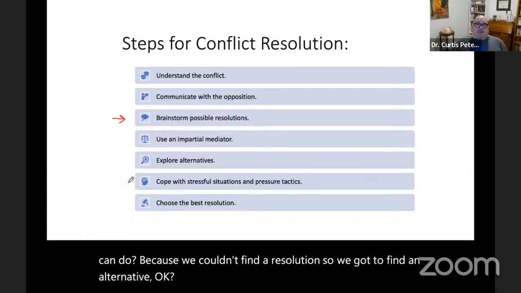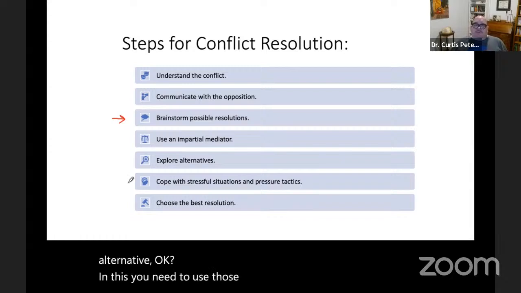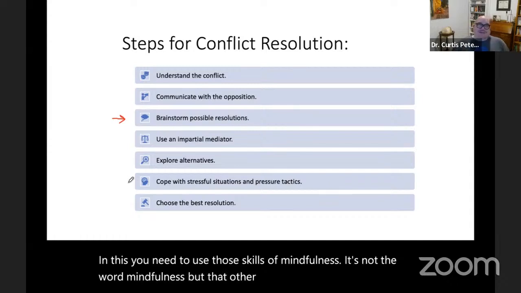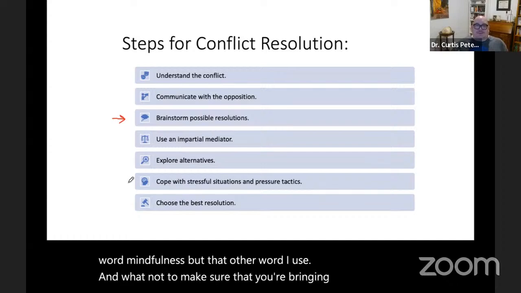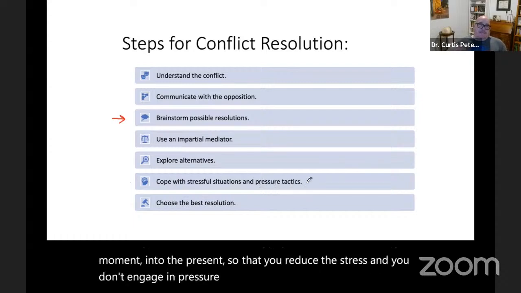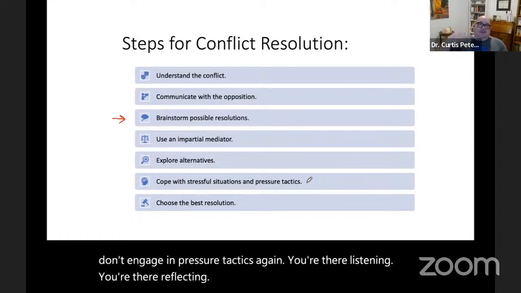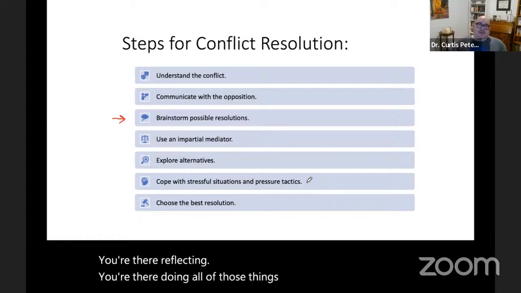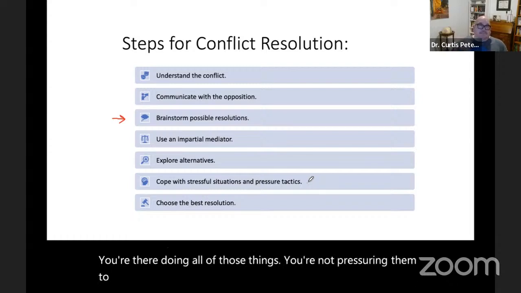In this, you need to use those skills of mindfulness. It's not the word mindfulness, but that other word I used, and whatnot, to make sure that you're bringing them into the moment, into the present, so that you reduce the stress and you don't engage in pressure tactics. Again, you're there listening, you're there reflecting, you're there doing all of those things. You're not pressuring them to decide, okay?